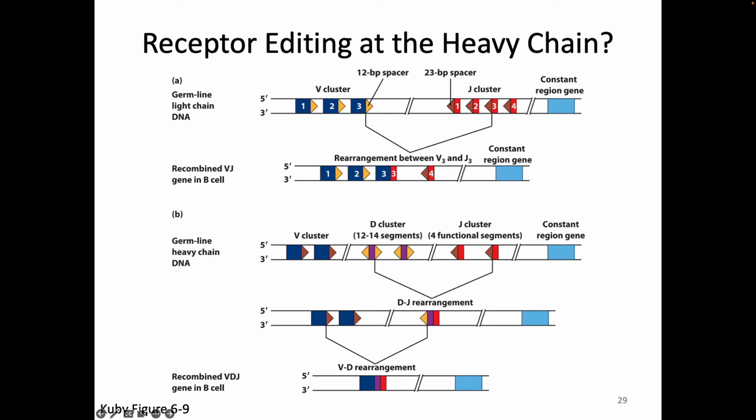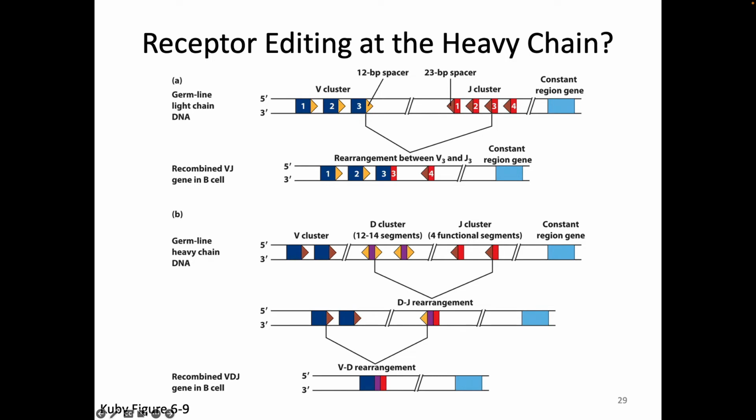Yep, Jameer. All the Ds are removed when you're doing VDJ. When you do heavy chain, you've got V, D, and J. V and J have the same kind of RSS. You have to have a D in the middle. When you put D and J together, you get rid of all the other Ds that are between D and J. And then when you put V and DJ together, you get rid of all the Ds.